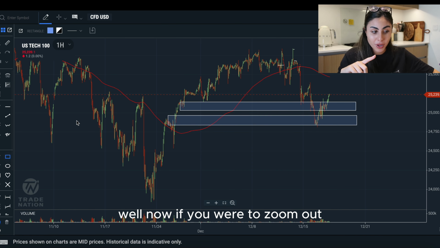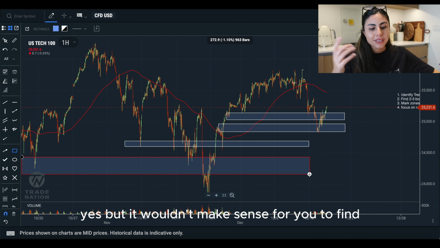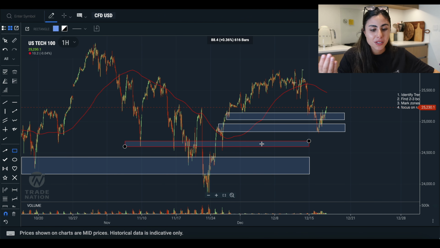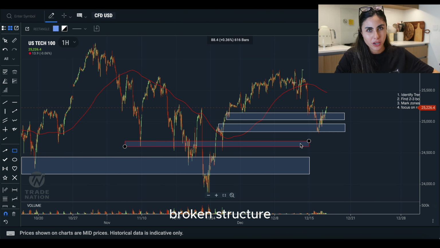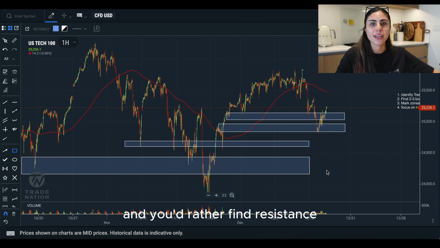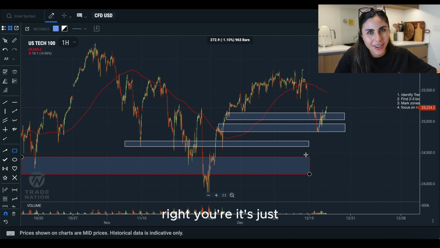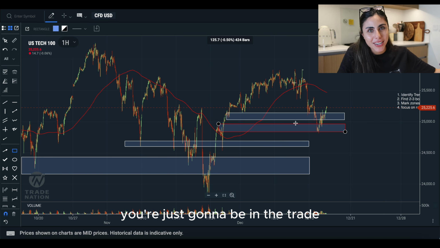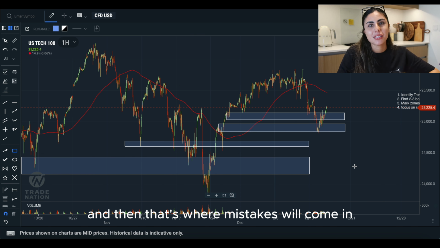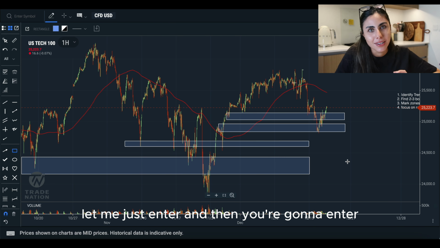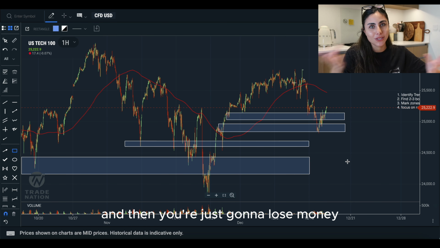Now, if you were to zoom out, you could say, oh, this is also support. Yes, but it wouldn't make sense for you to find a support level here, as this would have broken structure and it would have been a downtrend and you would rather find resistance. And it doesn't make sense for you to wait until it goes down here, because it won't go down there, right? You're just going to be in the trade forever. And that's where mistakes will come in, because you're going to be like, oh, let me just enter, and then you're just going to lose money.